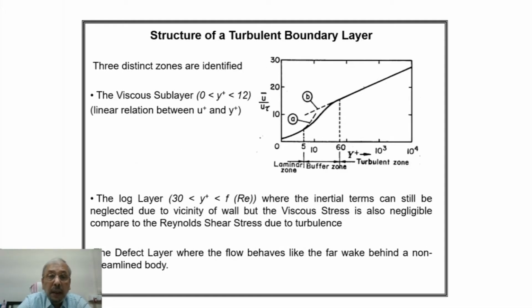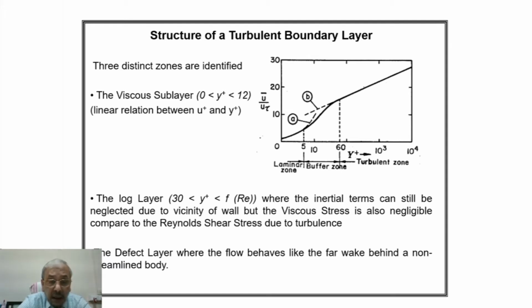Now, the structure of the turbulent boundary layer can be thought of as comprising three zones. One is the viscous sublayer, which is from y plus equal to 0 to y plus equal to 12. You may recall y plus is a length scale given by y u tau by nu, and u tau is the friction velocity. So within the viscous sublayer, we have a linear relationship between U plus and Y plus.